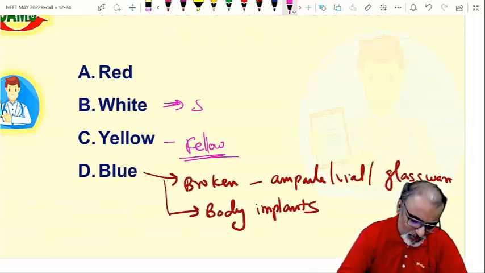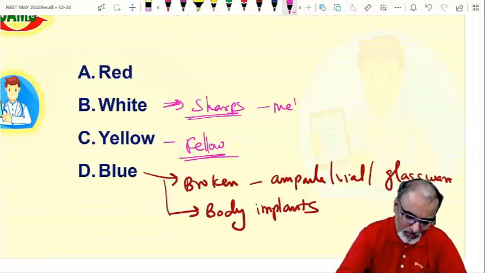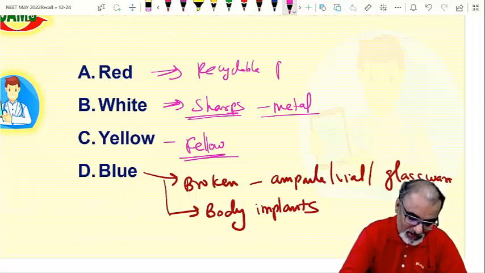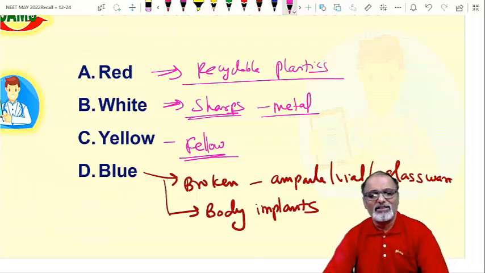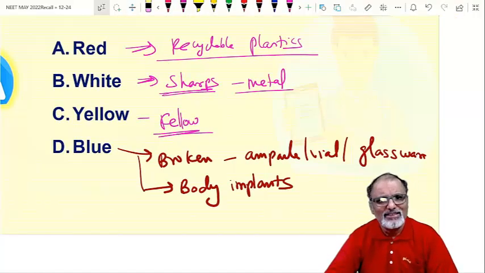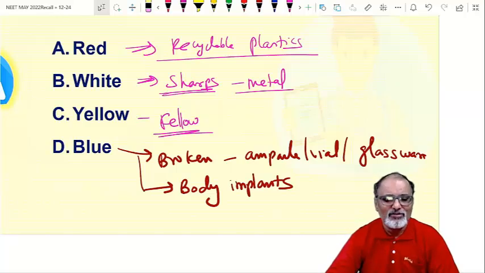White, sharps, metal sharps usually. Red is recyclable plastics. Red is recyclable plastics, that's all. R for R, one word. Red recyclable plastic is the concept. White is sharps metal. What white color metal?